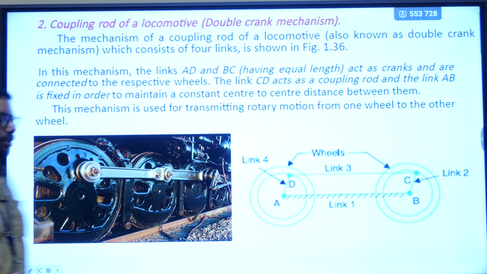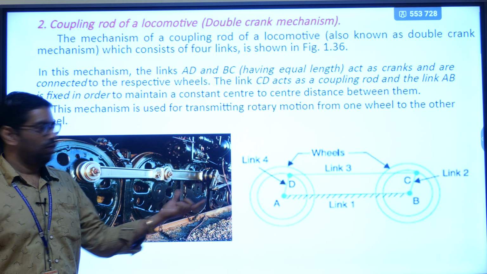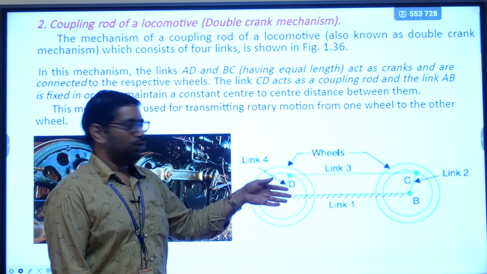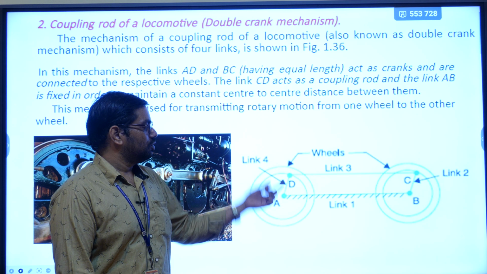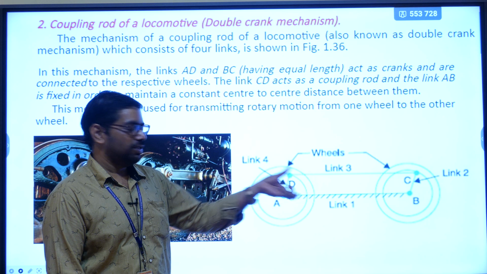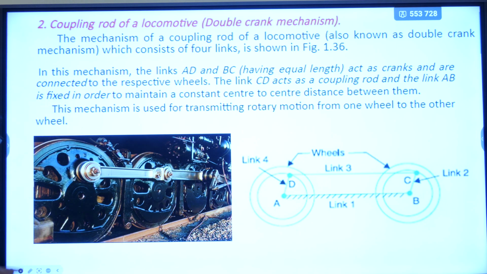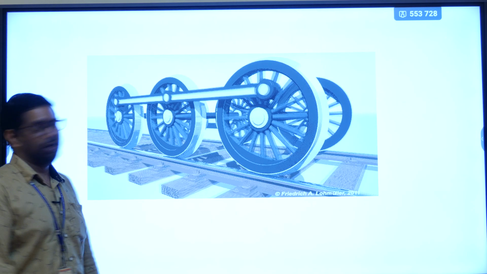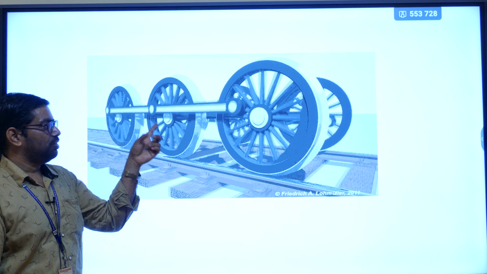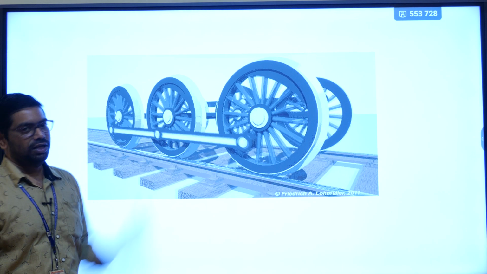And next one, coming to the locomotive, that is the double crank mechanism. Here we apply the 4-bar mechanism having the same link lengths. That means 2 links are of equal length and the remaining 2 links are of equal length. Here the longest link, link 1, is the fixed one, and AD and BC represent the crank motions, and CD represents the connecting rod. Here you can observe the motion of the wheels. The center of the wheels is known as the fixed support, and based on the cranks and connecting rod, the motion is transmitted from one wheel to the other wheel.